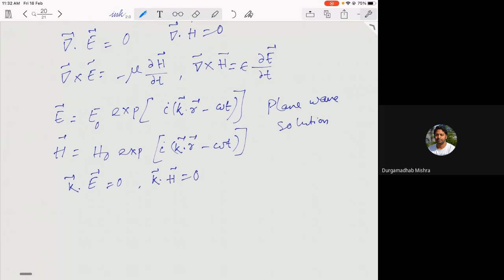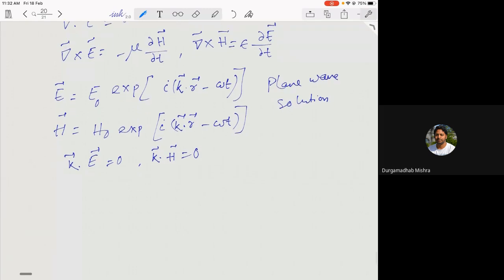And you can also substitute these solutions in the third and fourth equations. So you can calculate curl of E and curl of H, and from that you will get a relation. So omega mu H will be equal to K cross E, and E will be equal to H cross K by omega epsilon.